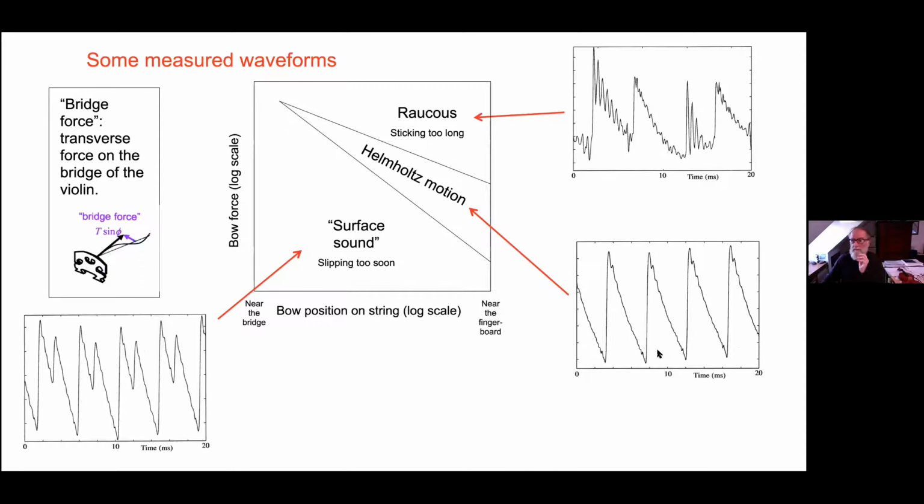So here are some typical measured waveforms of this bridge force going with those regions. The Helmholtz region produces this sawtooth wave that we've seen already. What happens if you don't press hard enough, you slip below this minimum force line, is that you might get something like this. You can see it's a kind of double sawtooth, or it could have been a triple one. The string slips more than once over the bow hairs every cycle.